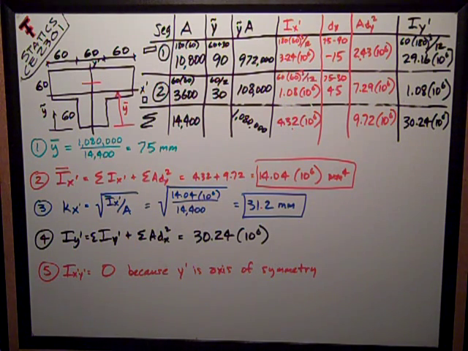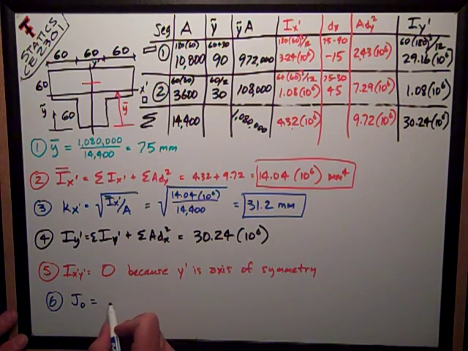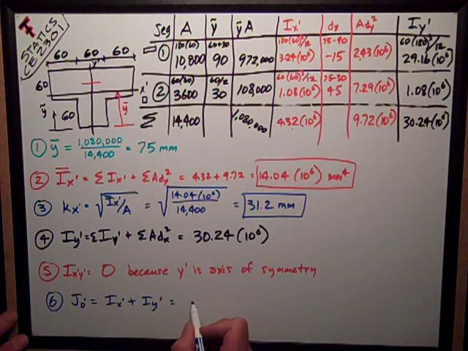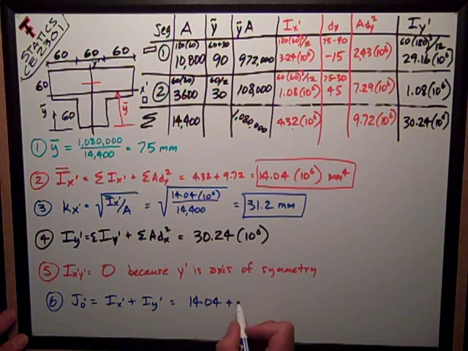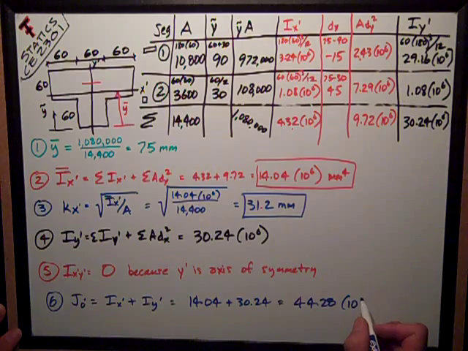I wasn't asked it on the sample quiz, but I could ask you what's the polar moment of inertia about its centroidal axis. Remember that Jo is just equal to Ix prime plus Iy prime, which is equal to 14.04 plus 30.24, which is equal to 44.28 times 10 to the 6th millimeters to the 4th.